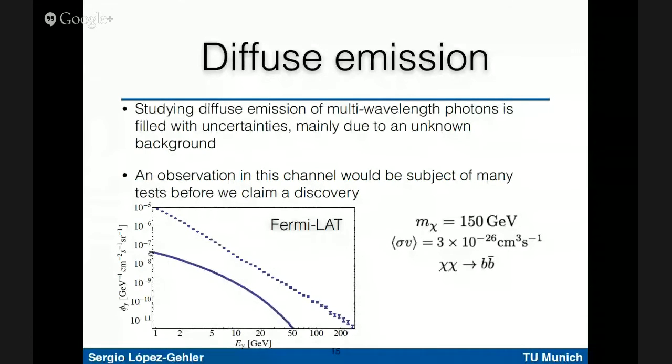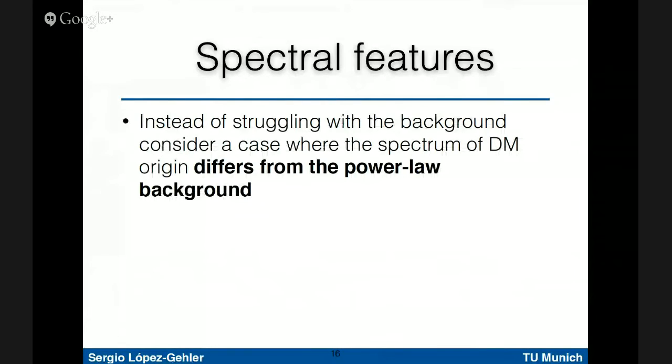So if we were to claim dark matter discovery in diffuse emission, we ought to have not only amazing statistics, but also a very detailed analysis of this data in order to pinpoint a detection, a flux that we are absolutely certain is of dark matter origin. On the other hand, we have spectral features. And the spectral features have a nice property that they differ a lot from a power-law background.